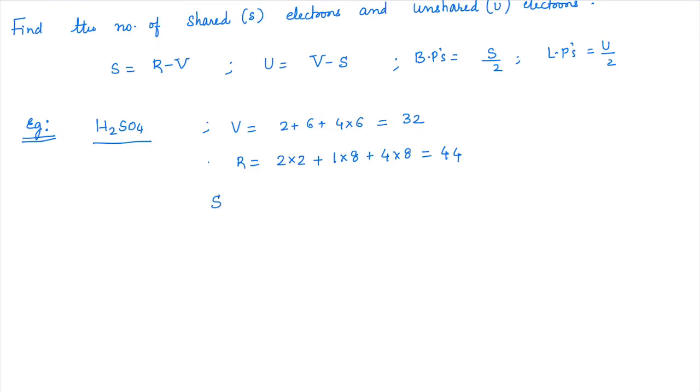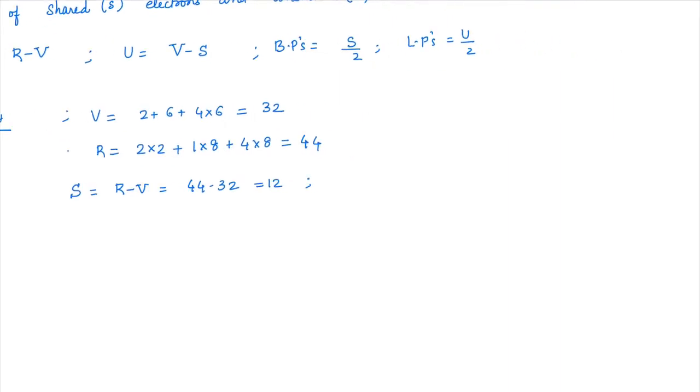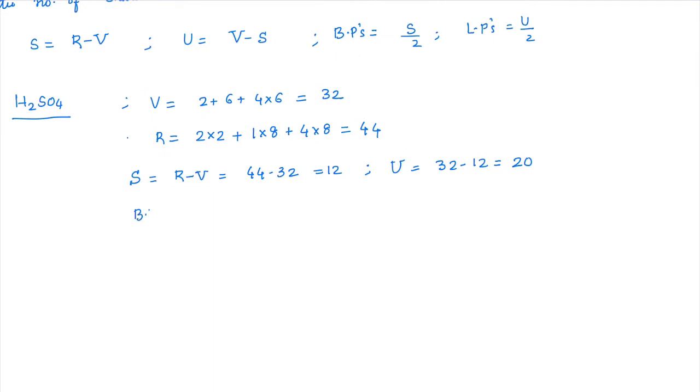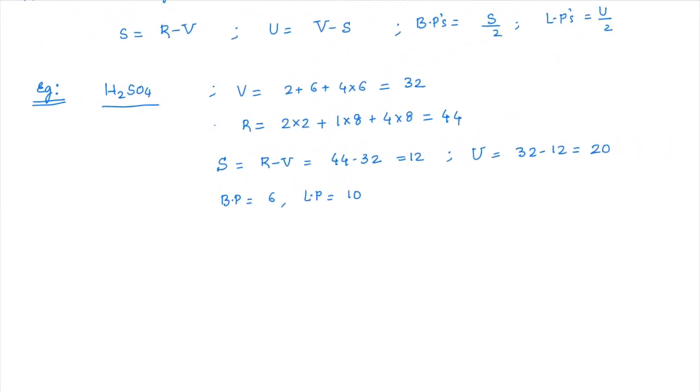So S will be equal to, that is how much sharing has to be done, will be revealed by R minus V. Okay, R minus V is nothing but the common electrons, right? That should make sense to you now. When I show the bonding, it will be clearer. And unshared electrons will be total valence electrons minus shared. That remaining will be your unshared electrons only. Hence, bond pairs will be 6 and lone pairs will be 10. So I think the information is clear, guys.